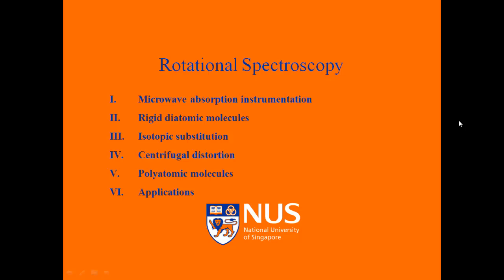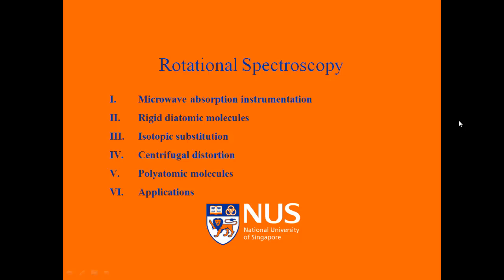We will look at the specific setup for a microwave absorption instrument. Remember that the radiation normally associated with transitions between rotational energy levels is in the microwave region of the electromagnetic spectrum. For this reason, rotational spectroscopy is also frequently referred to as microwave spectroscopy. The simplest molecule to discuss in rotational systems is a rigid diatomic, and so that is where we'll start.